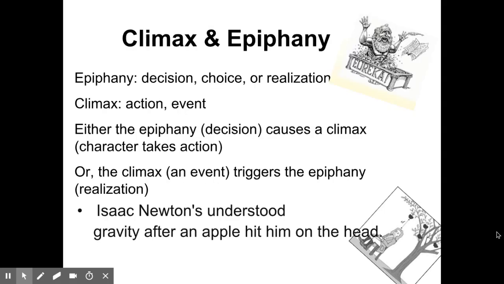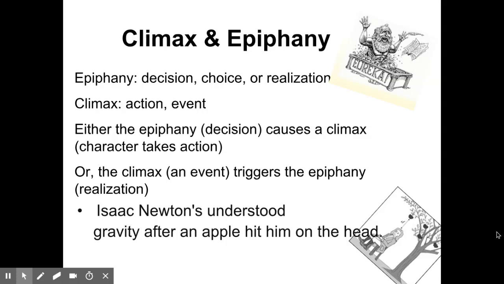Then we talk about the climax and epiphany, and these two devices are often connected very closely. When we talk about an epiphany, we're talking about a decision, a choice, or a mental realization. It's all inside the character's head. The climax is the event or action that goes with that epiphany. So sometimes you make a decision which causes the climax. You decide to do something and then you do it.